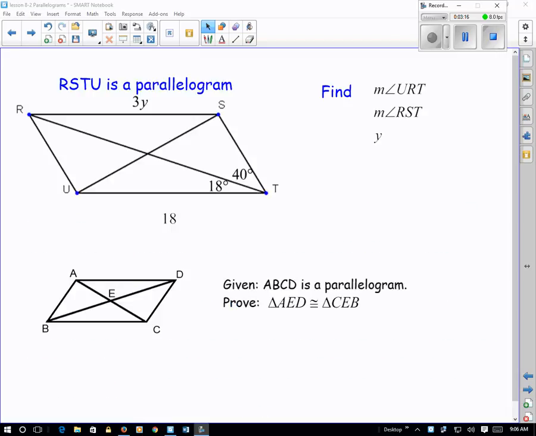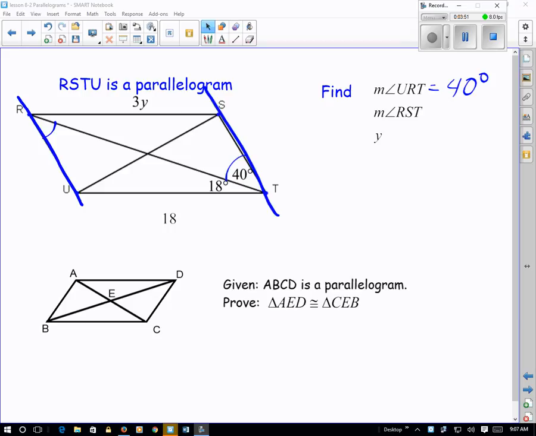So that gives us some information we need to start working with the parallelograms. So if we have this parallelogram, we want to find the measure of angle URT. So let's mark angle URT. Here's this angle. And we see that with the parallels here, that angle URT and the 40-degree angle over here are alternate interior angles. So that's all we need. We know the measure of angle URT is 40 degrees.